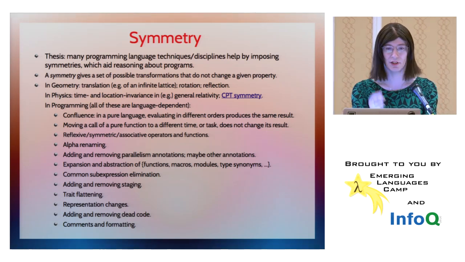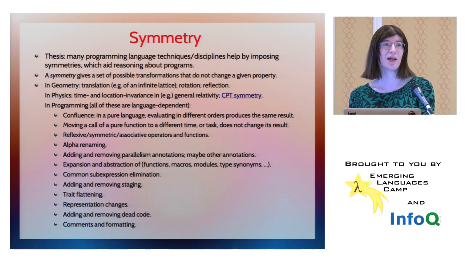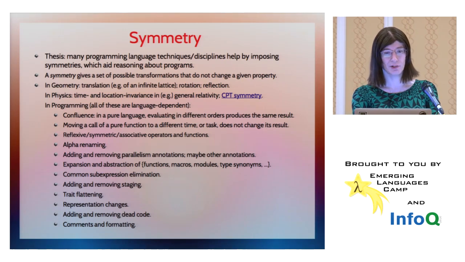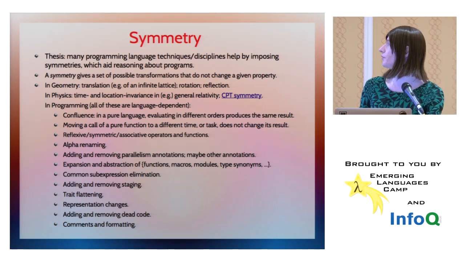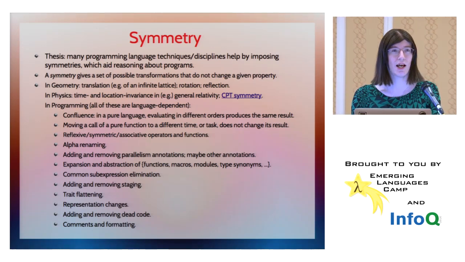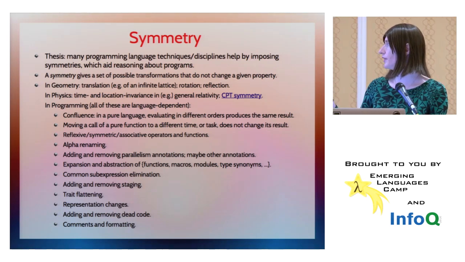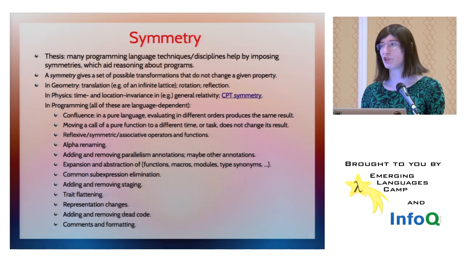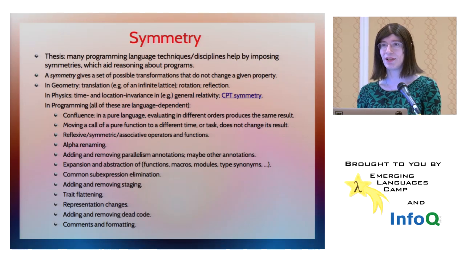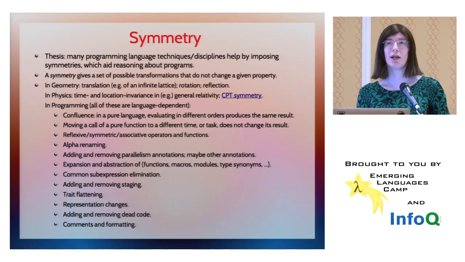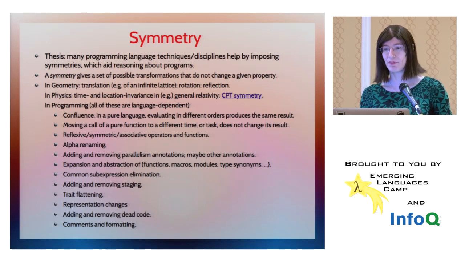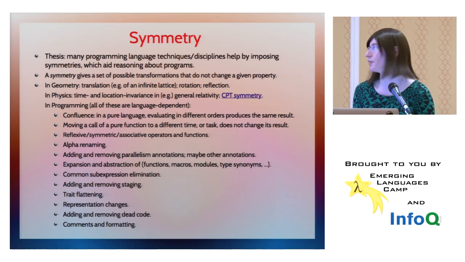So some examples, you've got confluence, which is that in a pure functional language, you can evaluate things in different orders and you'll get the same result. And you can move pure functions to different parts of a program and they'll still give the same result. And you can have symmetries that are associated with particular operators and functions. You can rename variables. You can add and remove annotations. This is an interesting category of symmetries. For example, functional abstraction. So you can take inline code, extract it to a function, and call that function, and that will give you an equivalent program. And similarly with macros and modules and type synonyms.